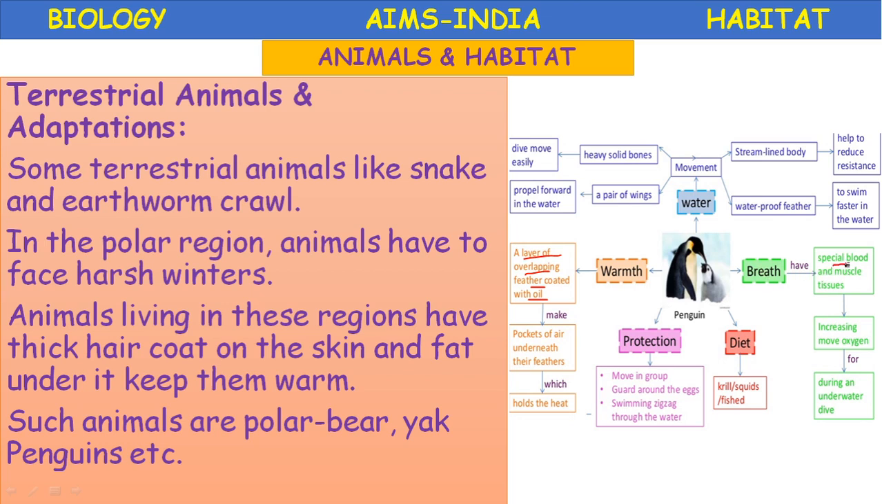They have special blood and muscle tissues, increasing the movement of oxygen during a winter dive. They eat a diet of krill, squids and fishes. They have high protection. They move in groups. They guard around the eggs, swimming zigzag through the water.